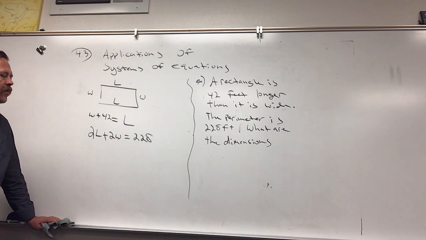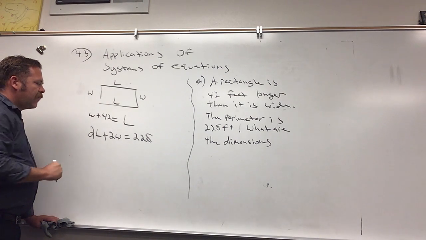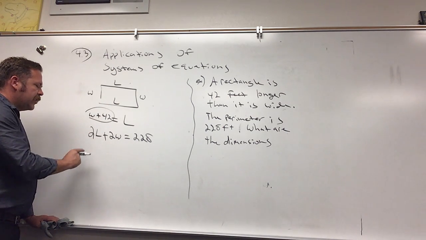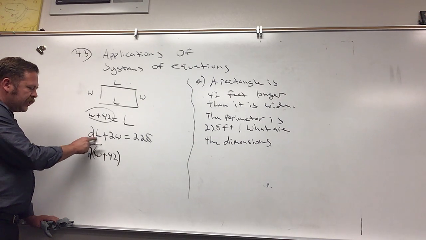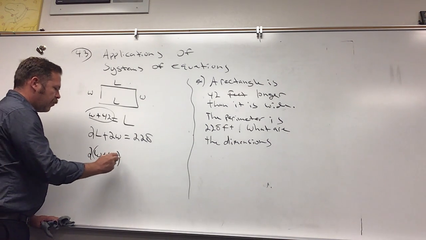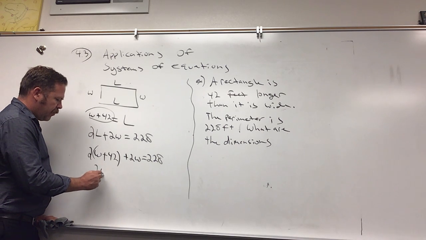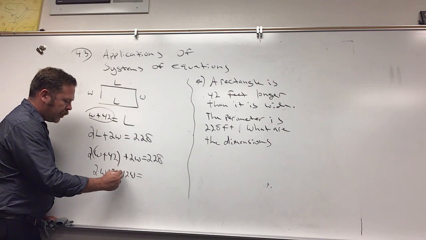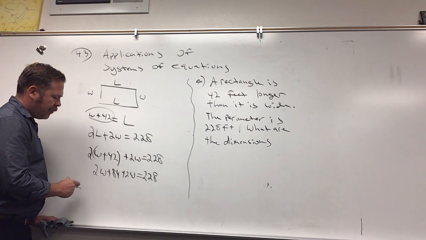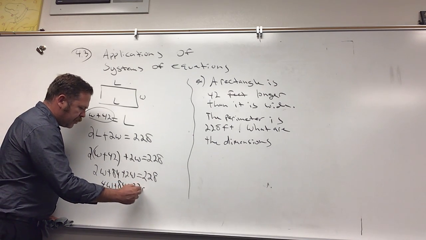Now, what method of solving a system of equations is best to use here? I would argue substitution, because L is already isolated. L is equal to W plus 42, and I can take this W plus 42 and replace this L with it. I'm using parentheses when I replace this L: 2(W plus 42) plus 2W equals 228. Then I'll distribute and get 2W plus 84 plus 2W equals 228. Combining the 2W plus 2W is 4W plus 84 equals 228.